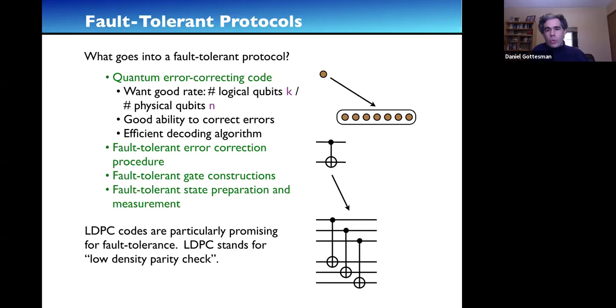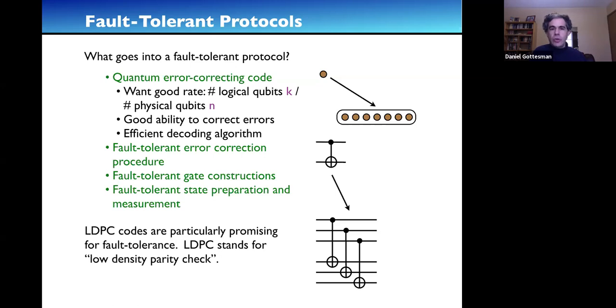So, okay, what goes into a fault-tolerant protocol? Well, the first thing we need is a quantum error correcting code. So we're going to encode some number of qubits, k, in a larger number of qubits, n. And so the k qubits that we're starting with are the logical qubits. We're not actually physically encoding them, but they're going to be present in a distributed fashion in our quantum computer. And those k qubits are the ones in which we're performing our quantum algorithm. And then there's n physical qubits that are actually realized in your quantum device. And those are the ones that are experiencing error.